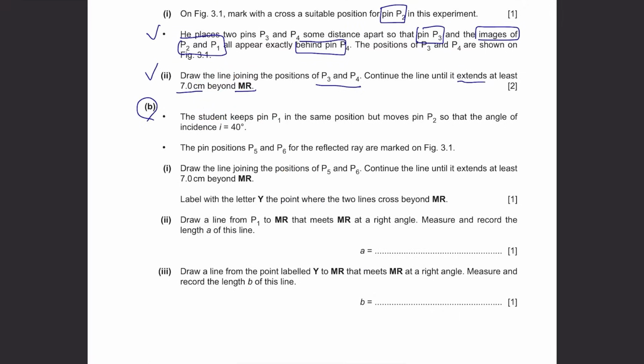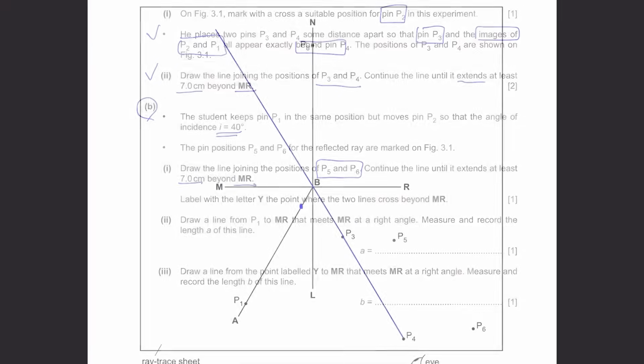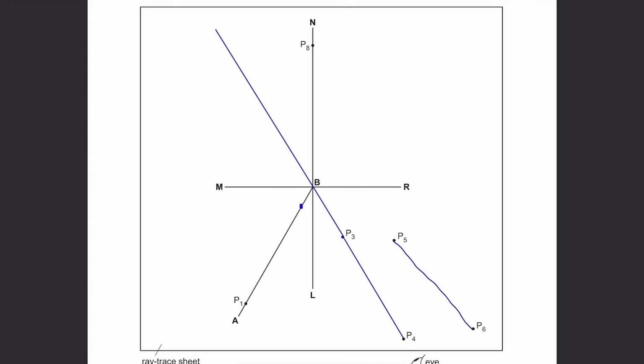Part B. The student keeps pin P1 in the same position but moves pin P2 so that the angle of incidence i equals 40 degrees. The pin positions P5 and P6 for the reflected ray are marked on figure 3.1. Draw the line joining the positions of P5 and P6. Continue the line until it extends at least 7 cm beyond MR. Okay, join them together and draw a line across it, again more than 7 cm from MR.